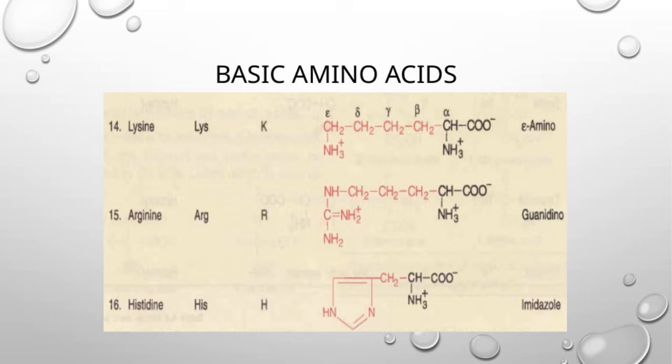The key players in this group are lysine, arginine, and histidine. Each of these has unique properties that allow them to interact with negatively charged molecules, like DNA or other proteins, which is crucial for cellular function. Recognizing these basic amino acids helps us understand how proteins fold, how they interact with other molecules, and their overall role in cell biology. This understanding ties into the broader theme of how amino acids influence the structure and function of proteins in living organisms.